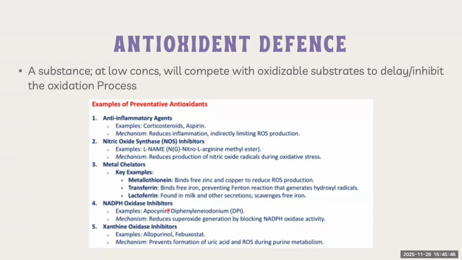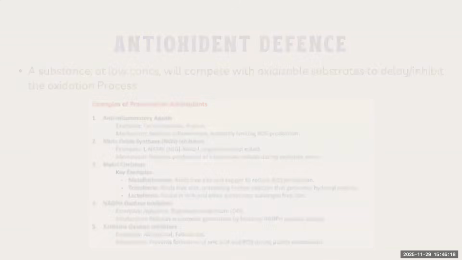Second last, we have NADPH oxidase inhibitors. Basically, your NADPH oxidase, the enzyme that we talked about earlier, generates superoxide during bacterial killing. So when we inhibit the NADPH oxidase, we'll reduce the production of superoxide, which is, again, a form of antioxidant defense. Lastly, xanthine oxidase inhibitors. We talked about how xanthine oxidase is used in purine degradation, but it will produce superoxide as a byproduct. So when you inhibit this enzyme, this will lead to a reduction of xanthine oxidase activity and hence a reduction in the formation of superoxide. And so that's it.